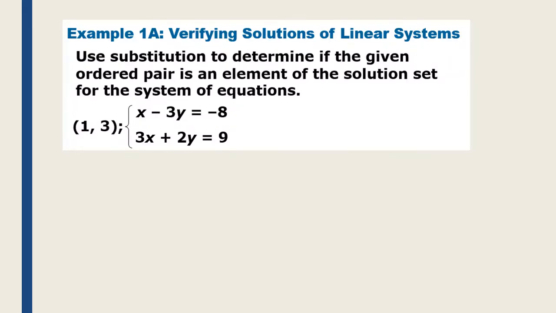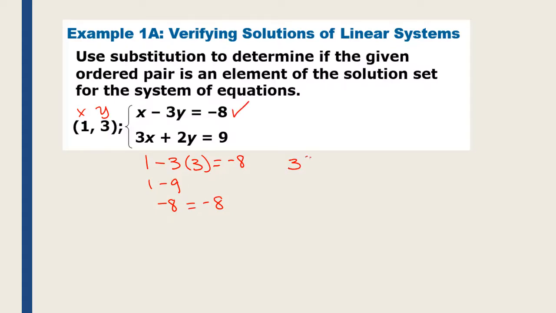All right, so let's do some problems. The first ones are really pretty simple, so we're just going to use substitution to determine if the given ordered pair is an element of the solution set for the system of equations. So we're just going to substitute. Remember, this is our x and this is our y. So x is going to be 1, minus 3 times 3, our y, equals negative 8. 1 minus 9 is negative 8, which equals negative 8, so that ordered pair is true for that equation.